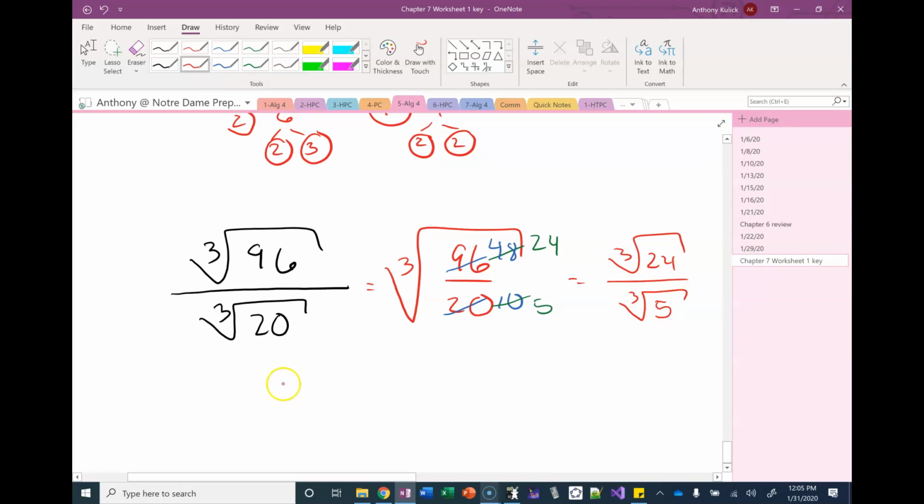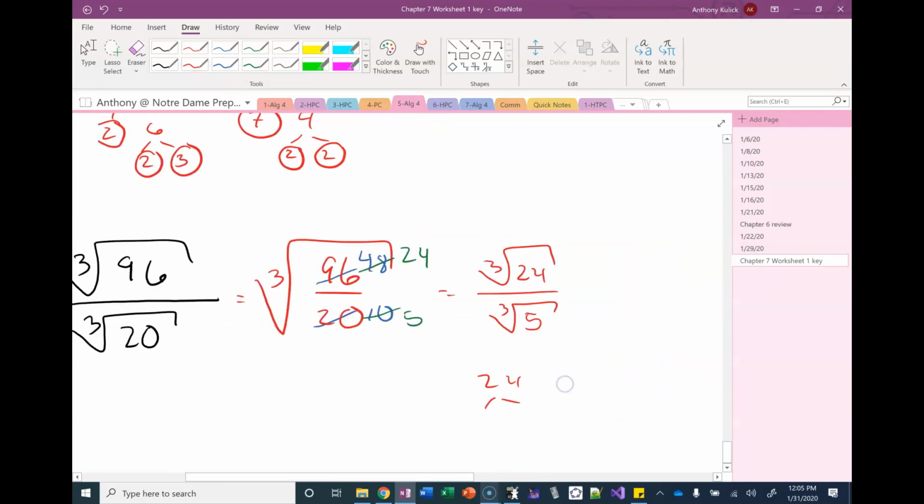Let's do the prime factorization of 24. What two numbers multiply? In fact, we did this already, didn't we? So I'm just going to use our result from before. 2 to the 3rd times 3. What's the prime factorization of 5? It's already prime, right? We don't have to do anything with that. Okay.